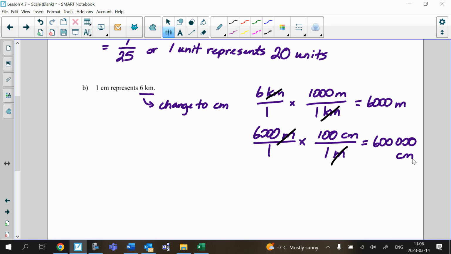So therefore our ratio is not 1 over 6, it's 1 over 600,000, or 1:600,000.